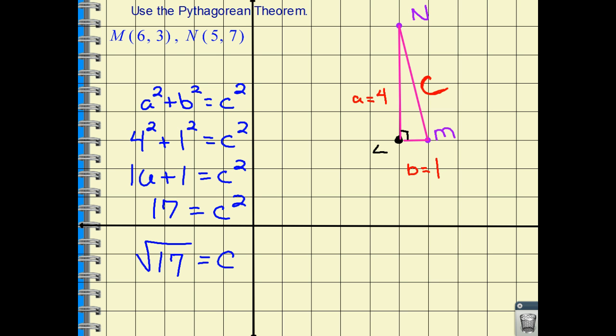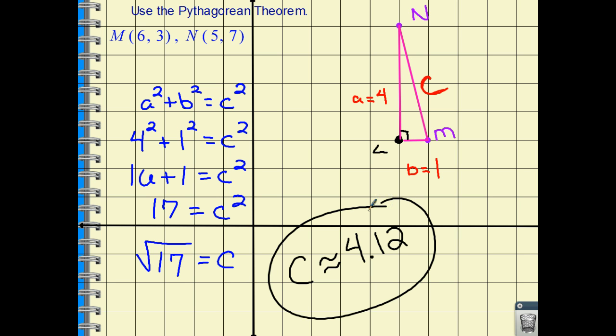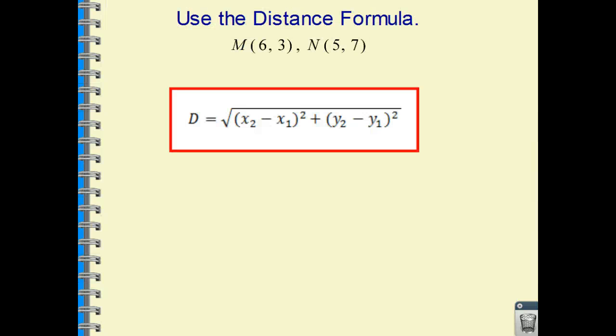It is not equal to 4 and 12 hundredths. C is approximately. Let's get into the habit of using the correct symbol when we do rounding or estimating here. Okay, final answer. That was using the Pythagorean theorem. Now, I'm going to introduce this distance formula to you.